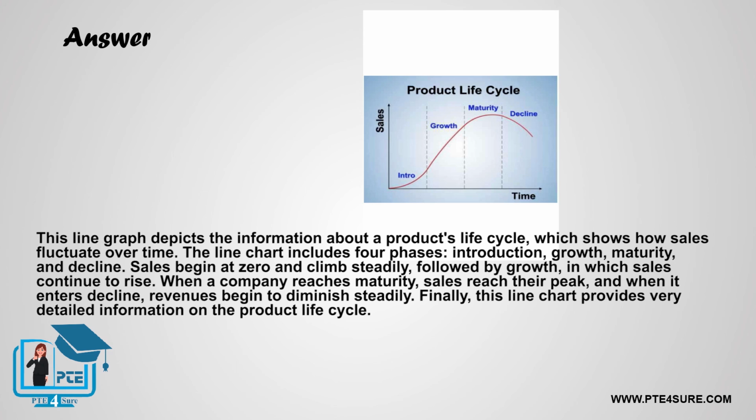Sales begin at 0 and climb steadily, followed by growth, in which sales continue to rise. When a company reaches maturity, sales reach their peak, and when it enters decline, revenues begin to diminish steadily. Finally, this line chart provides very detailed information on the product life cycle.